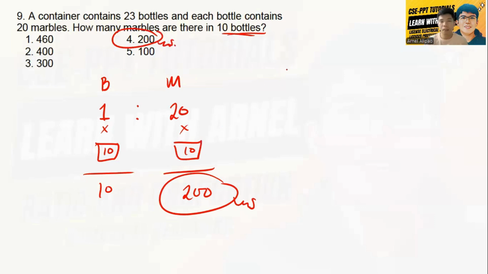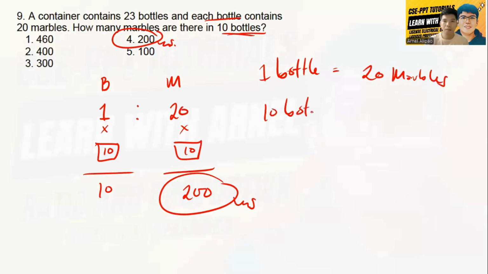Or simply take note that for one bottle, you have 20 marbles. So for 10 bottles, all you need to do is multiply directly. 10 times 20, you get 200.